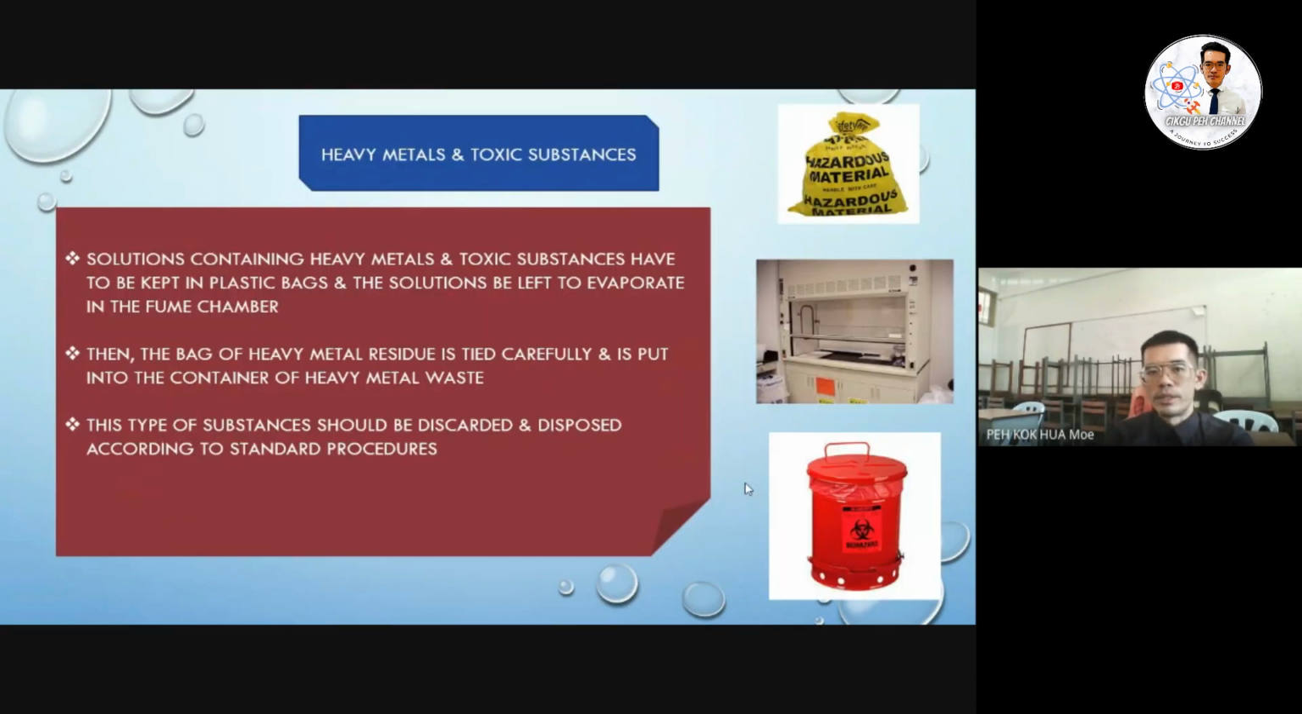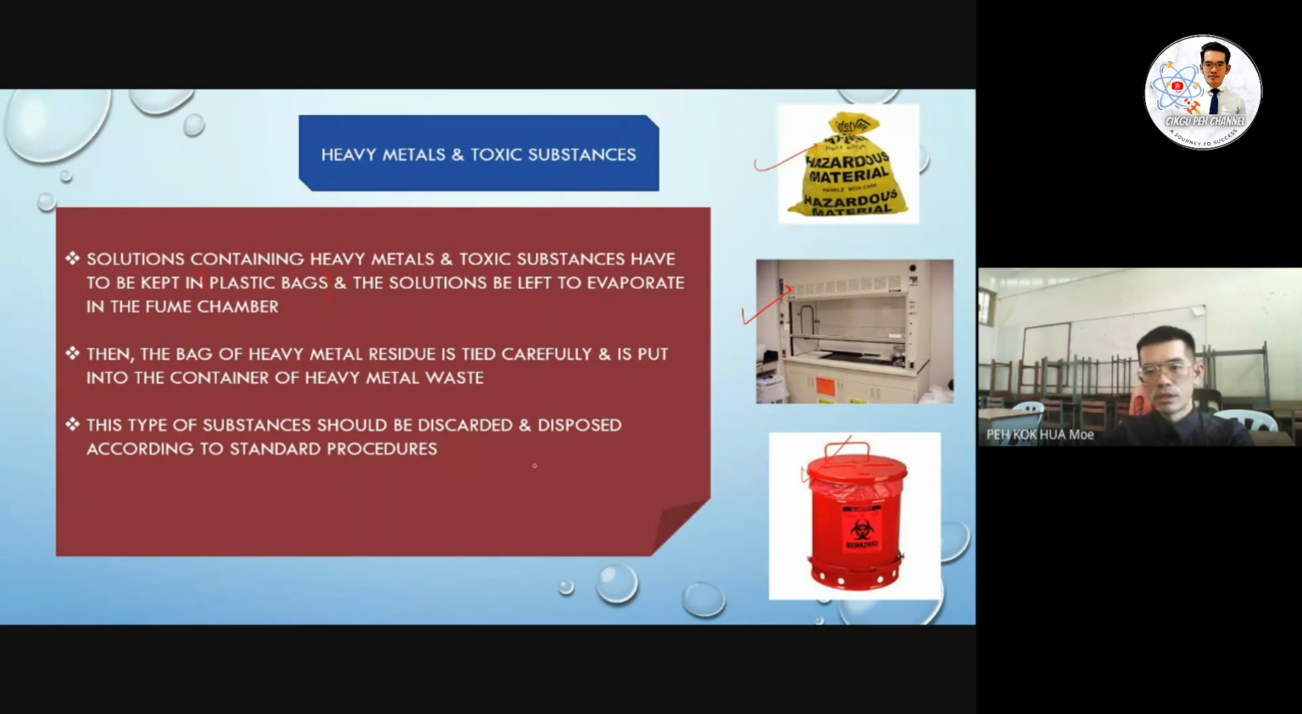Next will be the heavy metal and toxic substances. Solutions containing heavy metal and toxic substances have to be kept in a plastic bag here, and the solution is left to evaporate in the fume chamber. The fume chamber will be here. Then the bag of heavy metal residue is tightened carefully and put into the container of heavy metal waste, like this with a label. This type of substance should be discharged and disposed of according to a standard procedure.